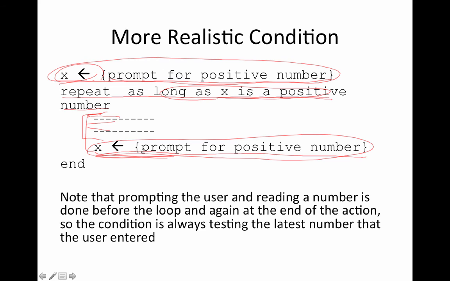So notice that since the condition is on the top, the very first time the user is prompted, if the user does not type in a positive number, then we would not execute the action at all. So since the condition is on the top, it's possible that this action would get skipped entirely if the user never enters a positive number.